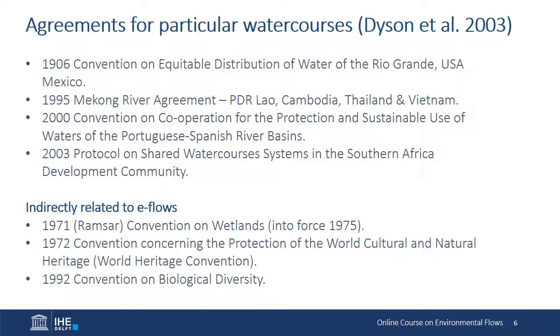For many years, there have been agreements between countries to regulate water flow. For example, in 1906, Mexico and the US adopted an agreement to regulate the water flow in the Rio Grande. This specifies minimum volumes that need to be maintained to ensure the availability of water for irrigation.